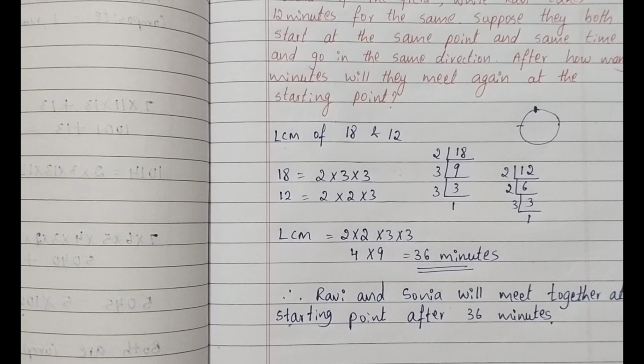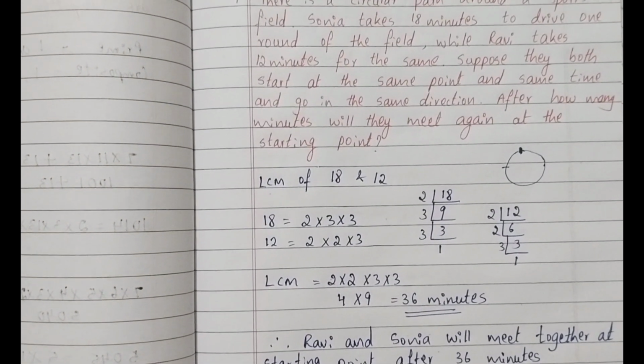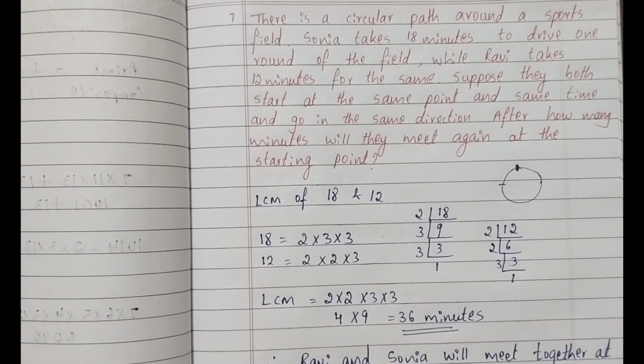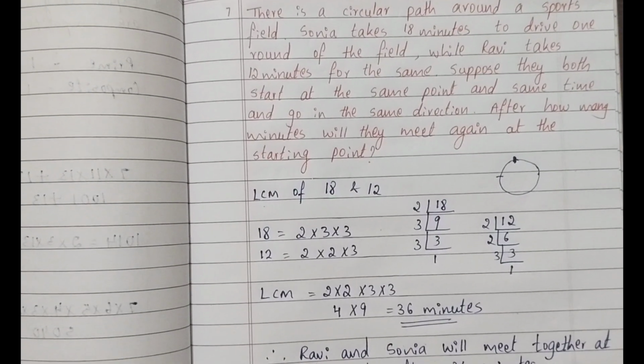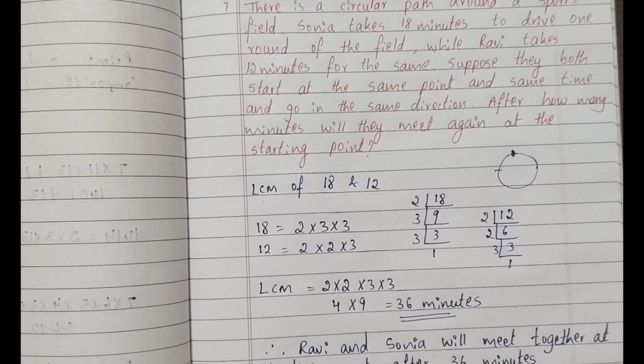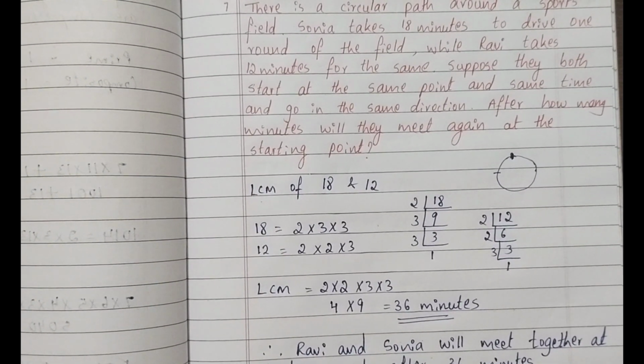Here, Sonia completes one round in 18 minutes. Ravi completes one round in 12 minutes. They start together and we want to know when they meet again at the starting point. They will meet at the starting point only when both complete a whole number of rounds together. So we find the common time when both finish rounds together. That is why we use LCM, that means least common multiple.